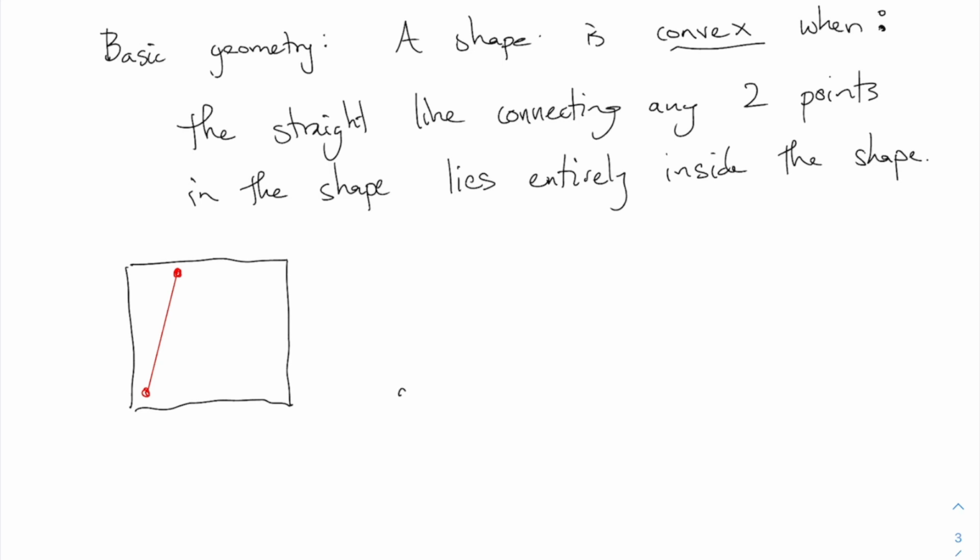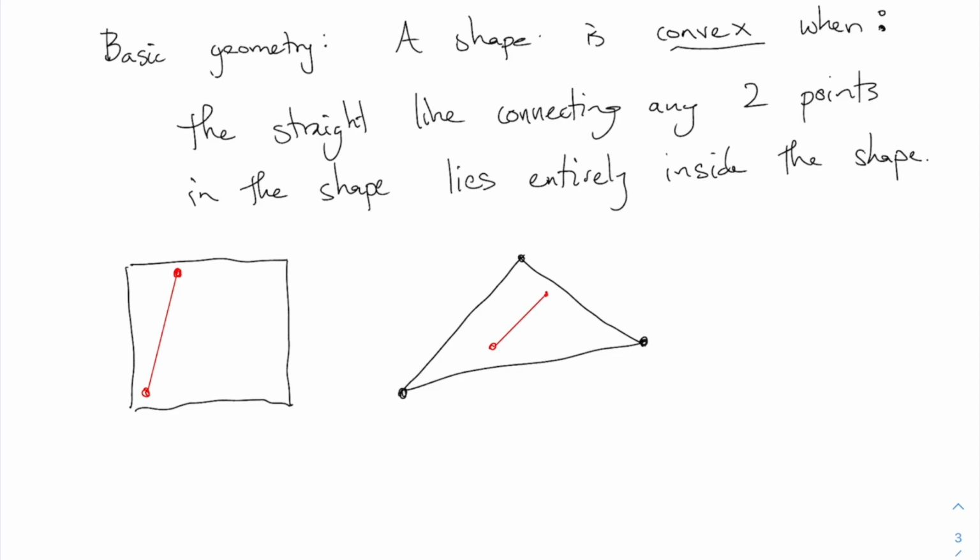All right, what about a triangle? It doesn't have to be an equilateral triangle. I missed the dot. It's all right. Put the dot there. Is this convex? The answer is yes. If you take any 2 points inside the triangle and connect them with a straight line, that straight line still lies inside the triangle. It doesn't have to stretch out beyond the edges of the triangle.